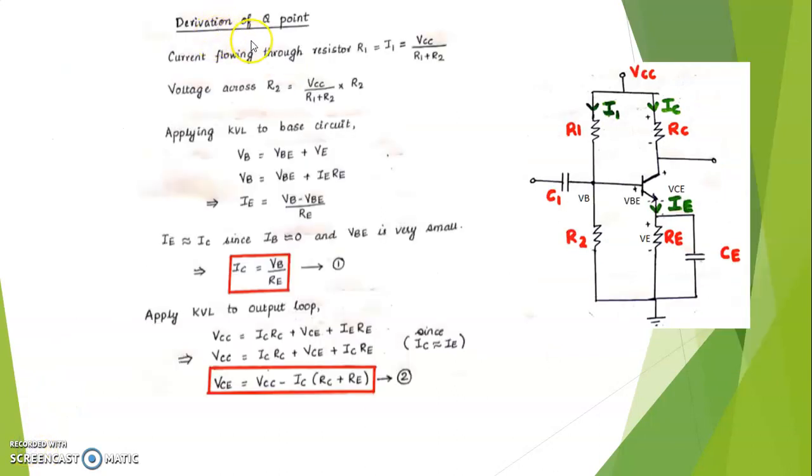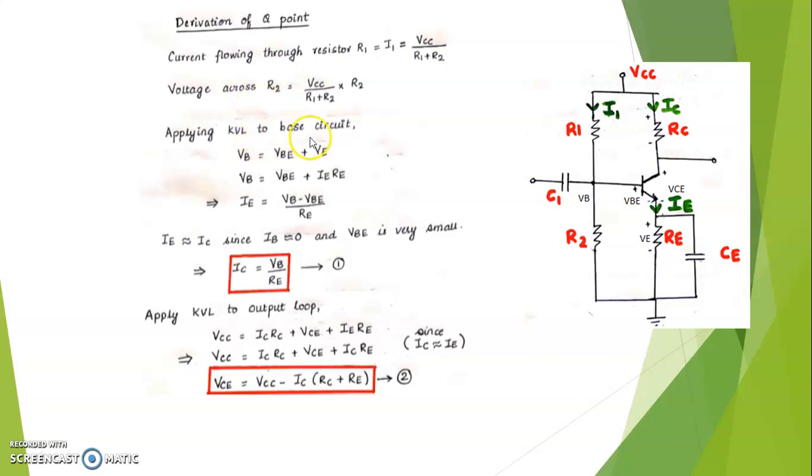Next, for the circuit, let us derive the Q point. First of all, what is the current flowing through the resistor R1? Through this resistor, the current I1 is given by the equation I1 equals VCC divided by R1 plus R2, and that is how it is completed to the ground. Then the voltage across R2 is given by multiplying the current I1, which we already know, with the value R2.